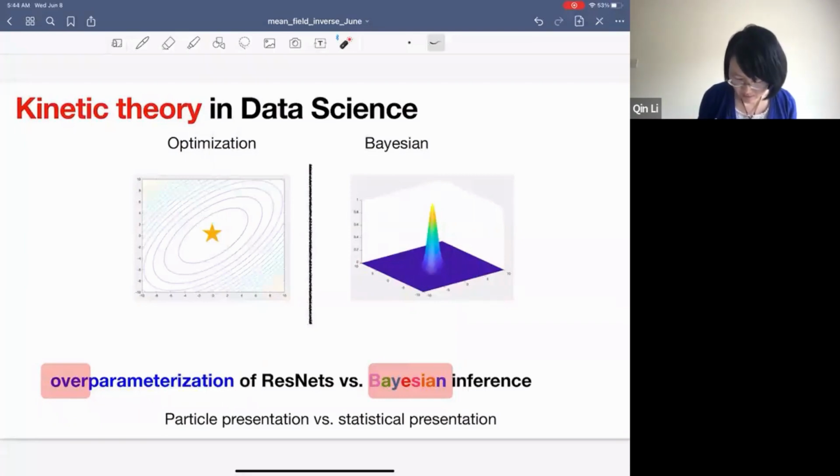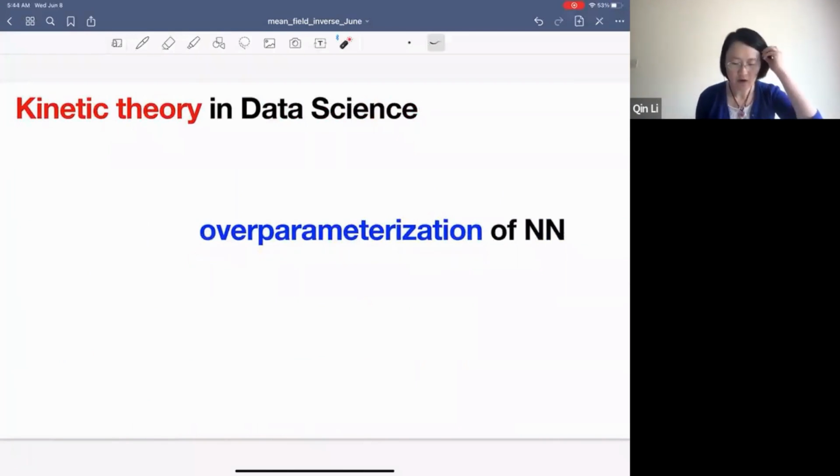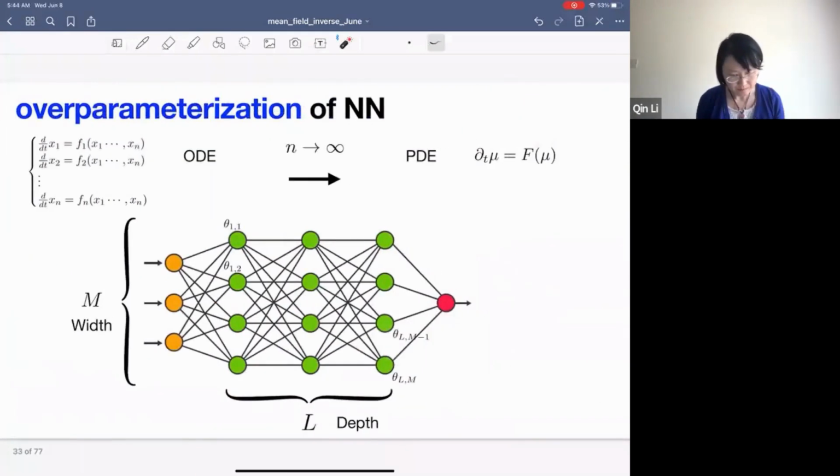Another example that I would like to show today is the Bayesian inference. If you have a lot of particles sampled down, there's a very good chance that the samples talk to each other and they finally reconstruct the whole distribution. Okay, so let's look at the first example, that is the overparameterization of neural network.